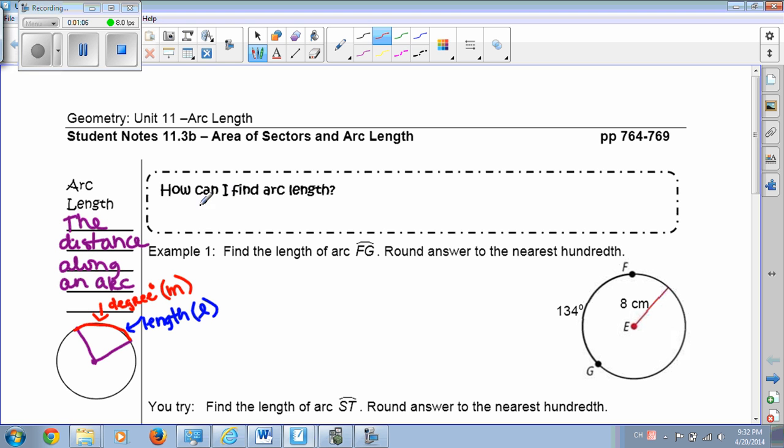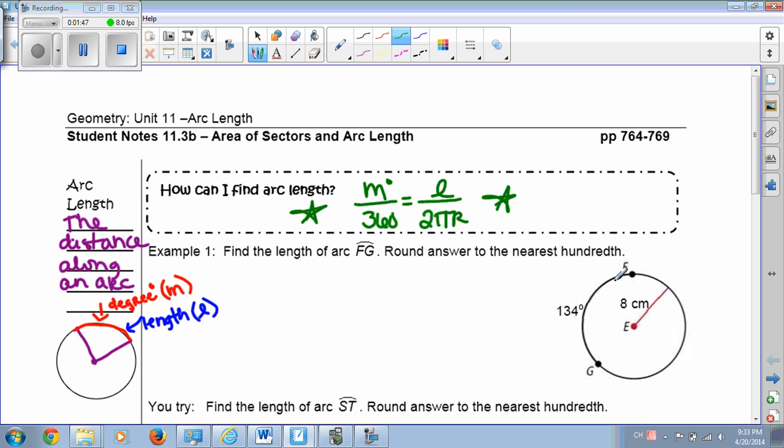Okay, so when we are looking for the arc length, we would set up a proportion just like yesterday's lesson. But our proportion for this lesson would be M over 360. Remember, M is the measurement in degrees, and it is equal to the length, or L, over the entire circle, the distance around the circle. And the distance around the circle is the circumference. So it's going to be length over 2 pi r, which is the circumference of a circle. So this is the formula we will use to find arc length.